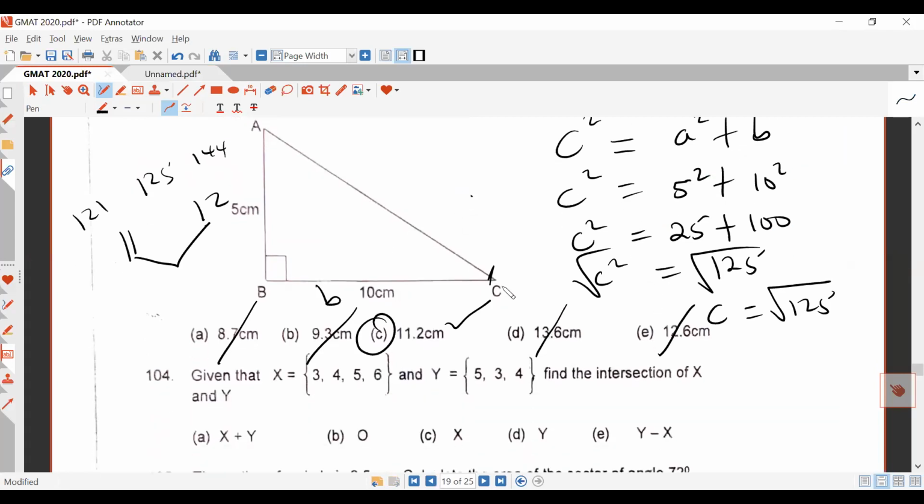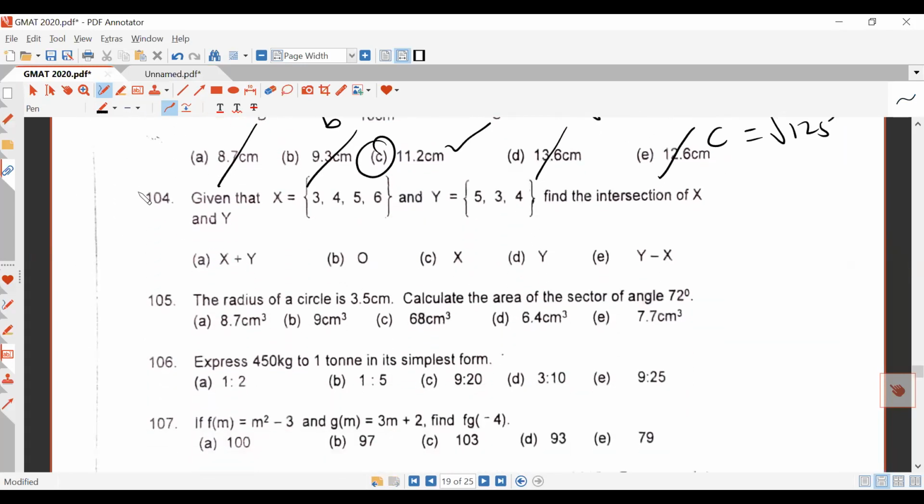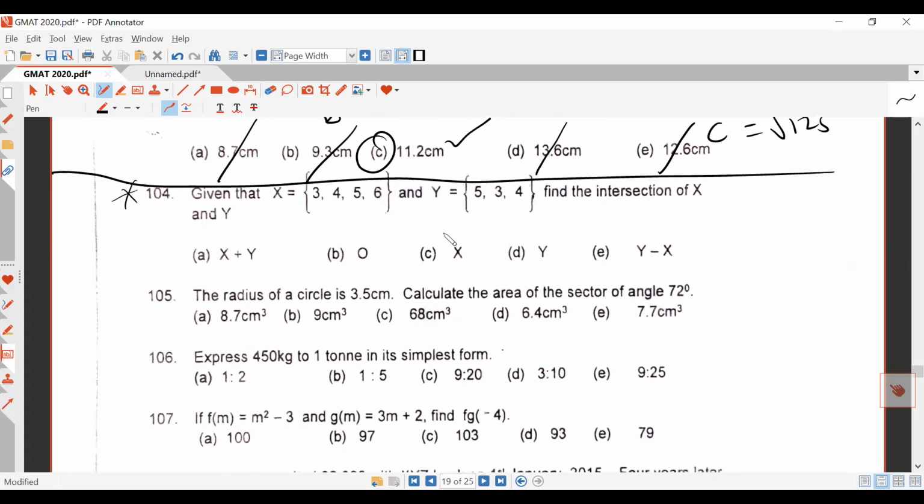Set is easy now. Intersection. Intersection.